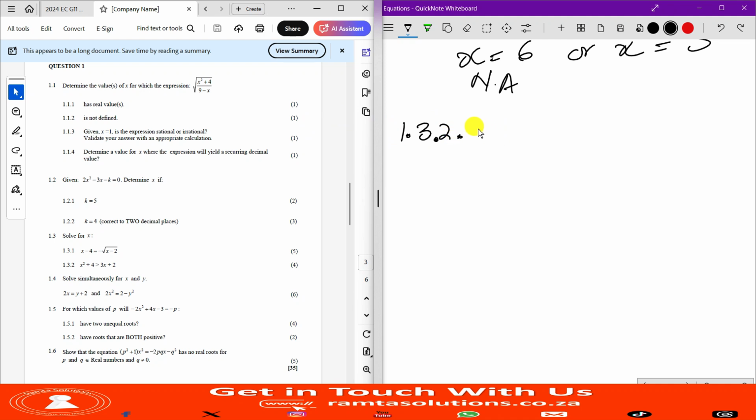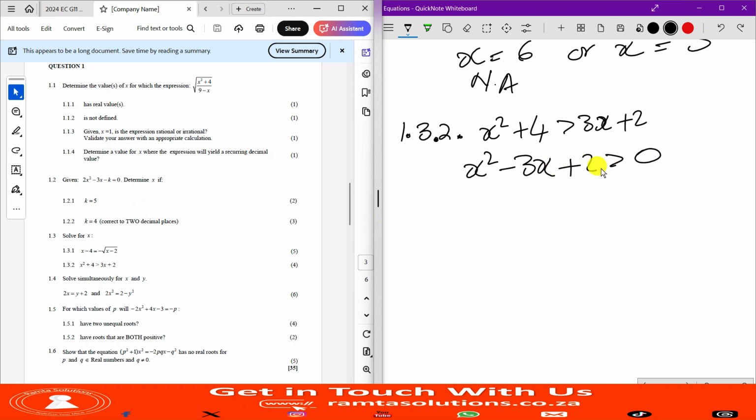1.3.2 says x squared plus 4 is greater than 3x plus 2. So in standard form, x squared minus 3x plus 2 is greater than 0. The product of factors of 2 are 1 and 2.